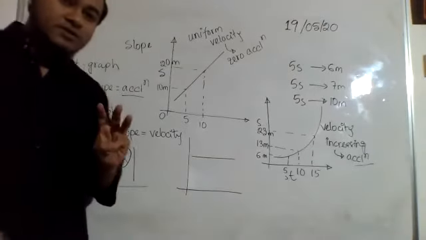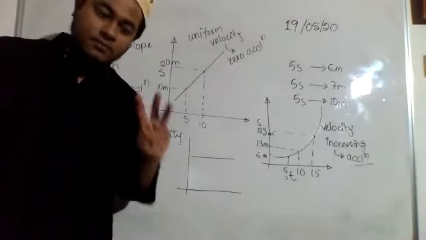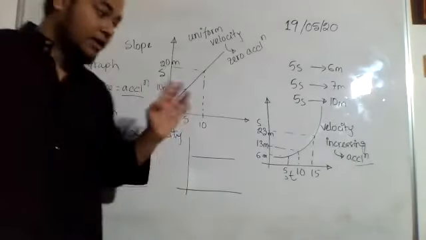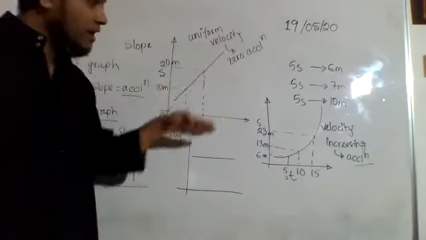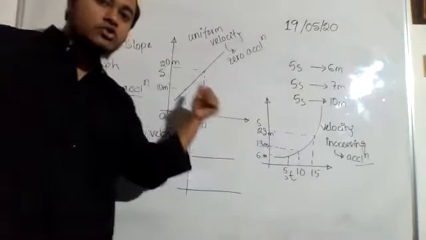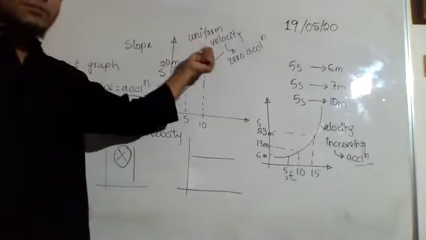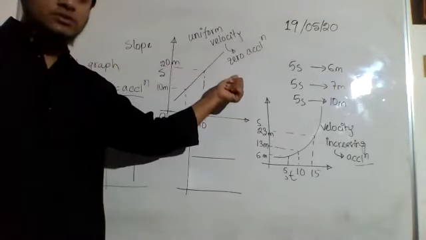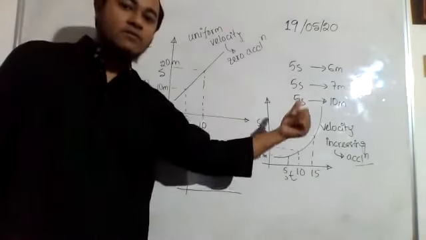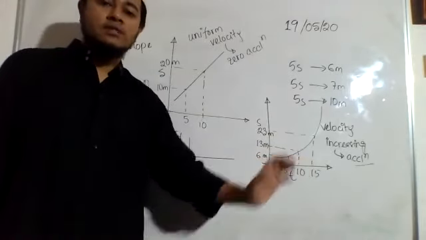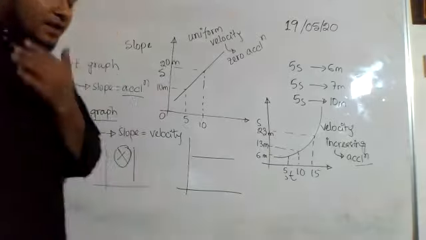So velocity versus time graph, we talked about three types. Then you have to remember in the distance versus time graph there are two types. One is when it is a straight line and one is when it is a curve. When it is a straight line, it is uniform velocity and zero acceleration. And when it is a curve, the velocity is increasing and as a result the acceleration will take place.